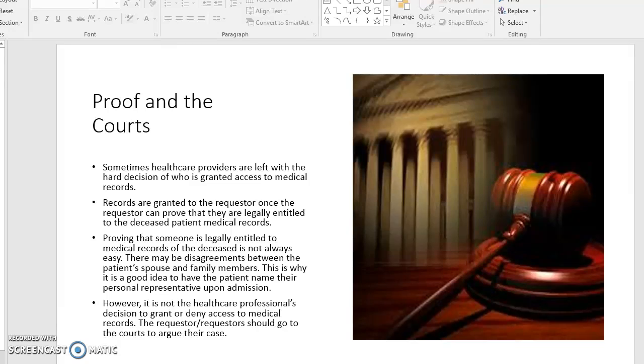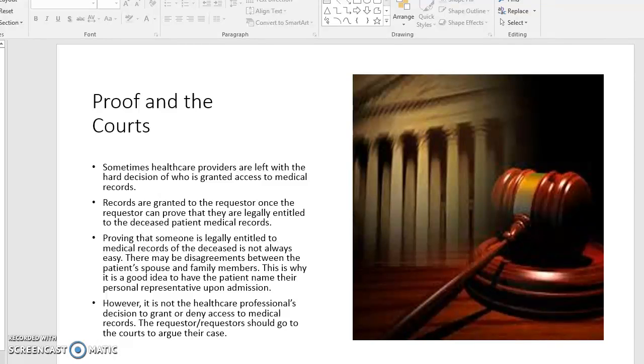Proof and the courts. Sometimes healthcare providers are left with hard decisions of who is granted access to medical records. Records are granted to the requester once the requester can prove that they are legally entitled to the deceased patient's medical records. Proving that someone is legally entitled to medical records of the deceased is not always easy. There may be disagreements between the patient, spouse, and family members. This is why it is a good idea to have the patient name their personal representative upon admission.